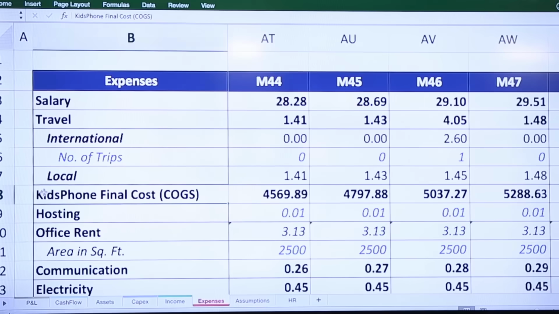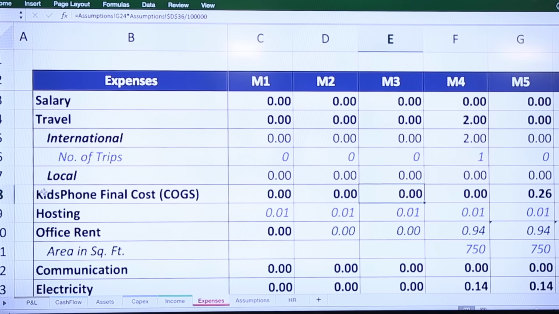That's the salary bill. Then kids phone. Okay, now in revenue I've taken the total selling price. So I have to now consider the cost price as part of my expense.